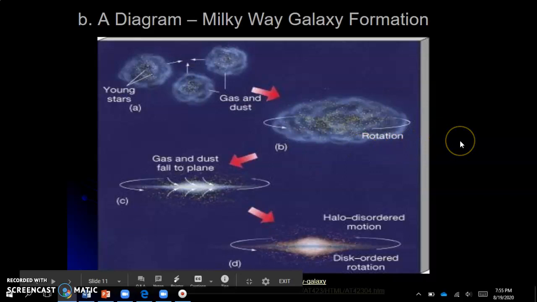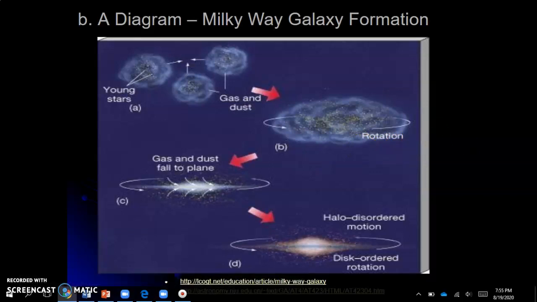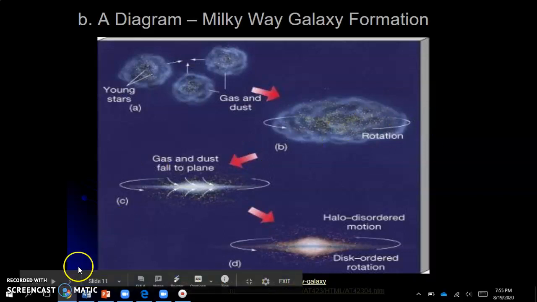This is a diagram of the formation of the Milky Way. What I really want you to take away from this is that basically gas and dust came together, started swirling in a circular motion, flattened down into a disk, and then we get the shape of the galaxies that we know today. We know that our galaxy is a swirling disk, almost like an oval shape. But I don't want you guys to get too hung up on the verbiage here.